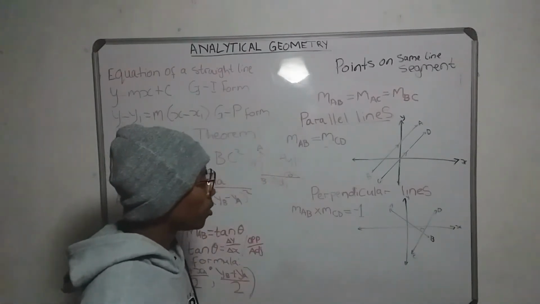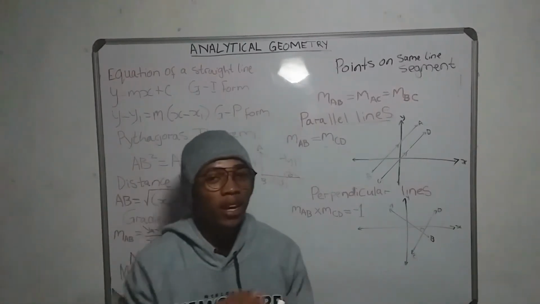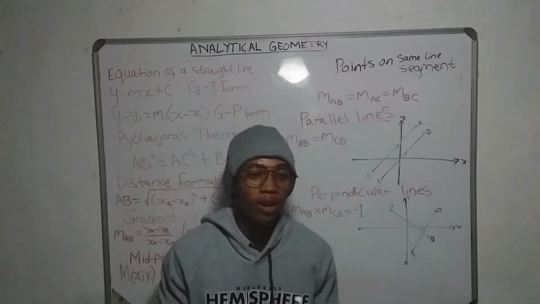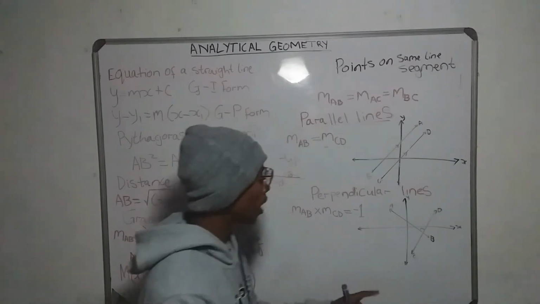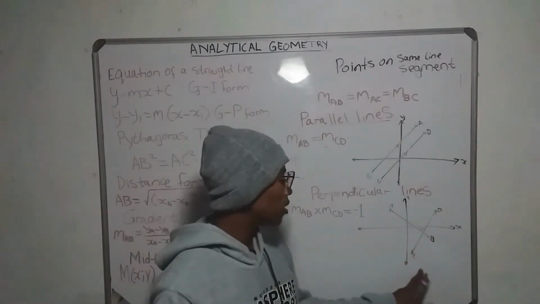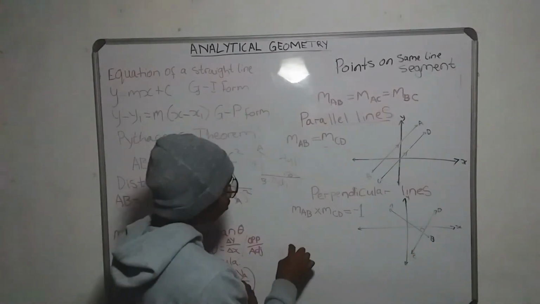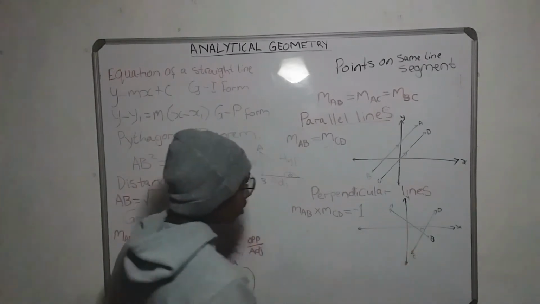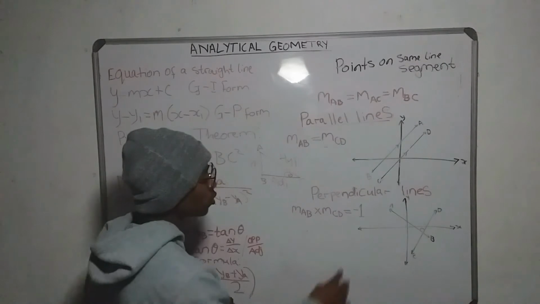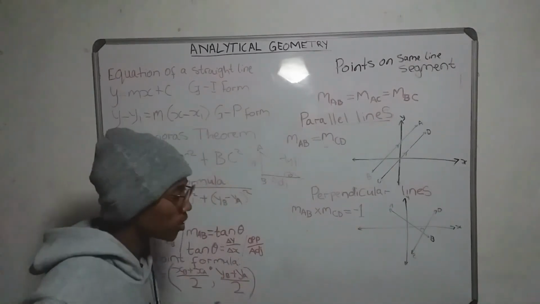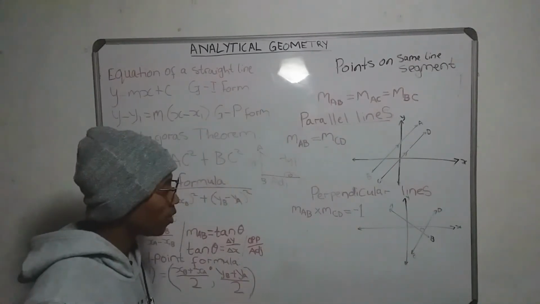Perpendicular lines. Perpendicular lines are the lines that are making a 90 degrees when they cross or wherever they meet. So this is a 90 degrees angle that you have in between line AB and line CD. Gradient of line AB multiplied by the gradient of the line CD equals -1. That's just how it is. So this is very easy.